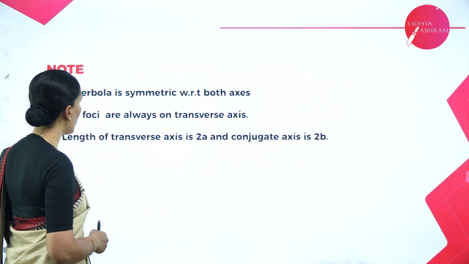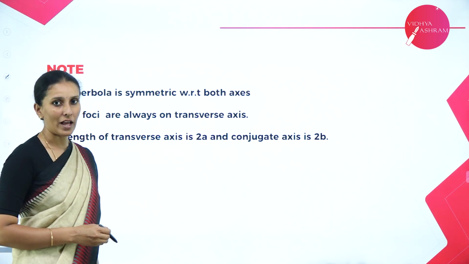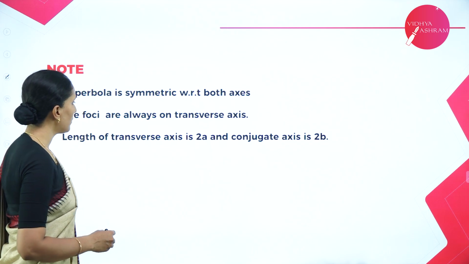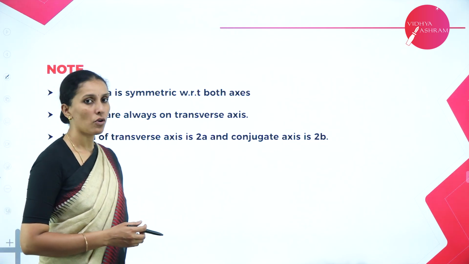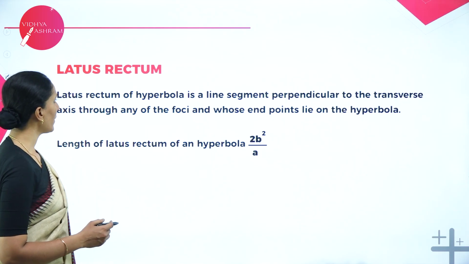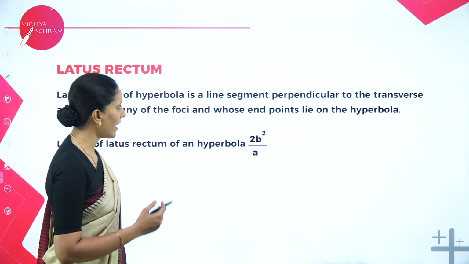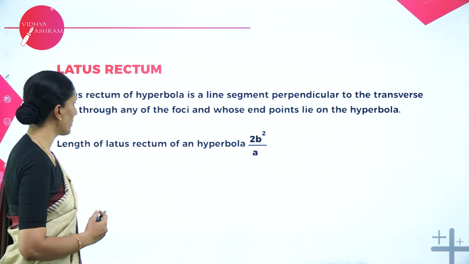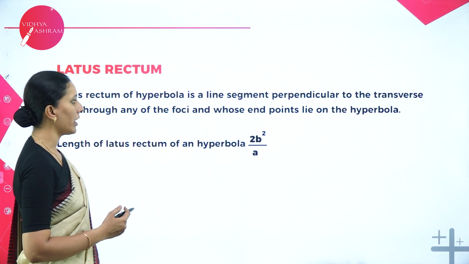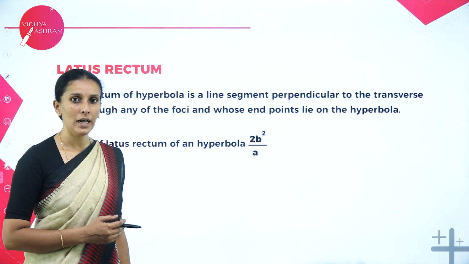Next we have, the foci are always on the transverse axis. The length of the transverse axis is 2a and the conjugate axis is 2b. Next we have a latus rectum. Again, a latus rectum of a hyperbola is the line segment perpendicular to the transverse axis through any focus, whose end points lie on the hyperbola.